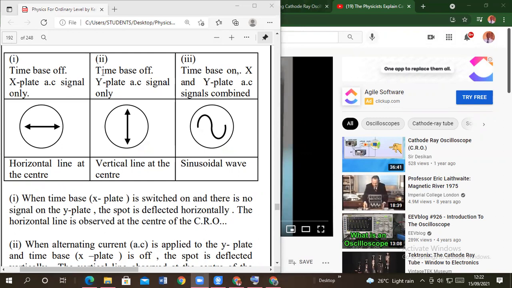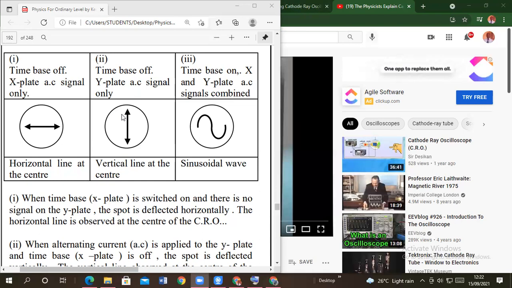So the other one is when the time base is off. If the time base is off, it means there is nothing connected. We have not connected the time base on the X plate, but we have connected something else. So in the first one, we connected the X plates with an SC. That is what we got. Now this time the time base is off, and if we connect SC on the Y plates, this is what we are going to have.